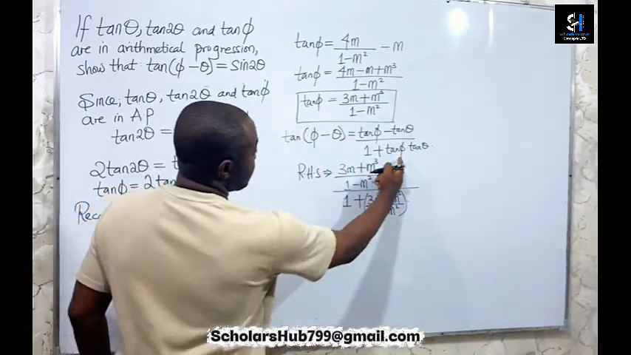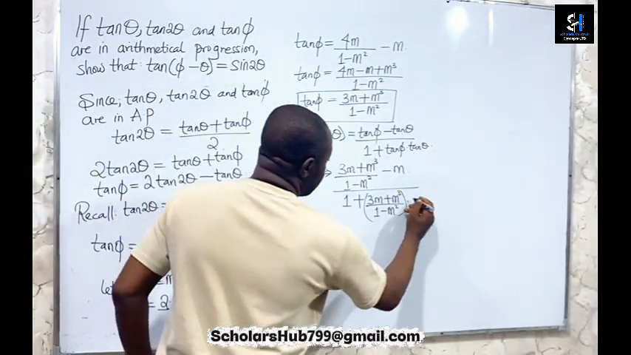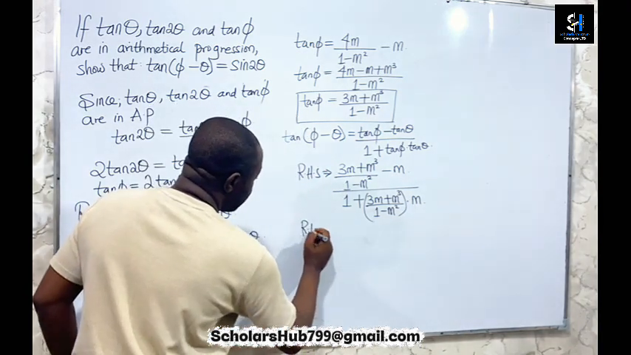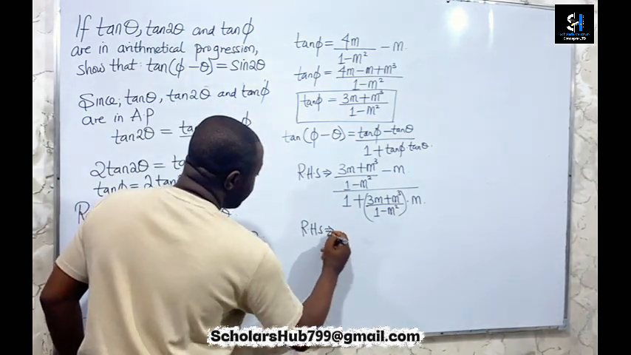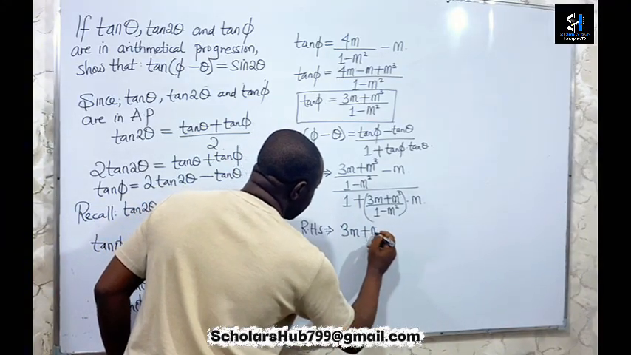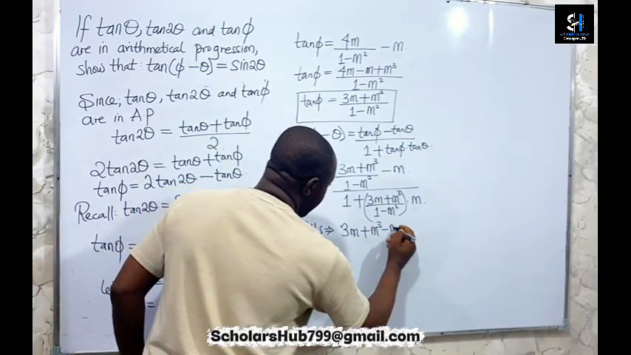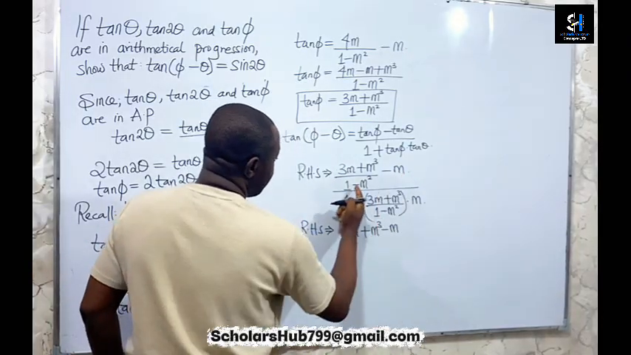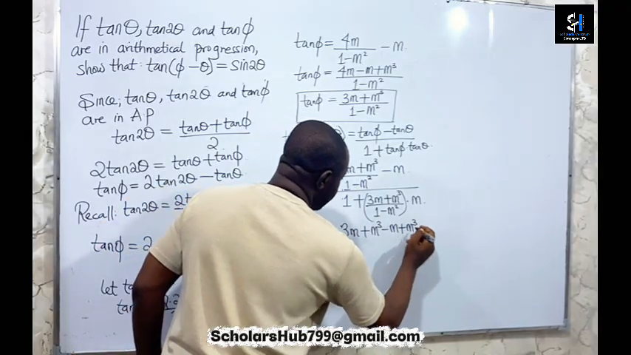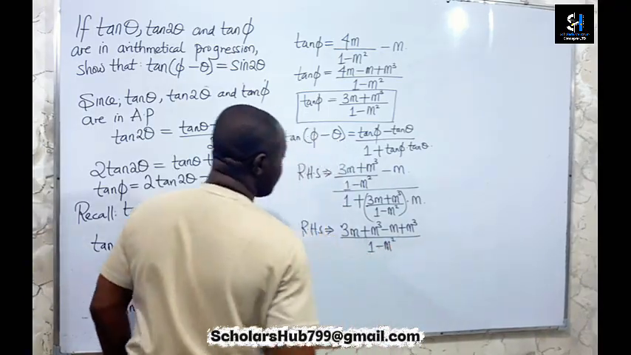Okay, 1 minus m squared, then multiply by tan theta, which is m. So this will be m. Okay, so the RHS will be 3m plus m cubed minus m times 1. This will be minus m. Minus m multiplied by minus m squared will be minus m cubed, all over 1 minus m squared.